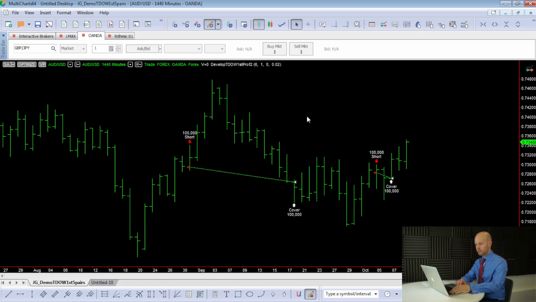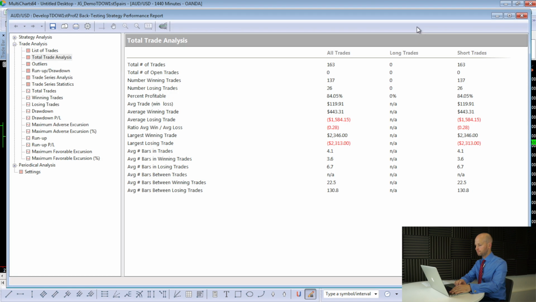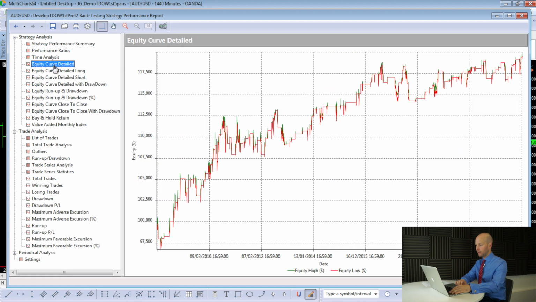We've got Australian dollar versus the US dollar. We can see that it's a short-only strategy, and we're only going short on a Monday, and we've got a 200 pip stop loss. We've got accuracy now, or percent profitable, at 84%, $119 average trade, and the equity curve looks a little like that, so that's pretty good too.